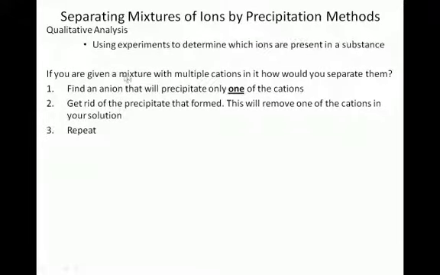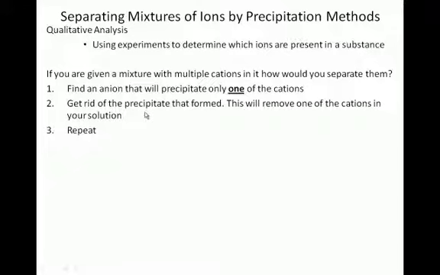Hey again. Today we're going to be learning how to separate mixtures of ions by using a precipitation method. Sometimes this is called a qualitative analysis. What it does is we use experiments to determine which ions are present in a substance, and we can also use experiments and procedures to remove certain ions individually from a solution.